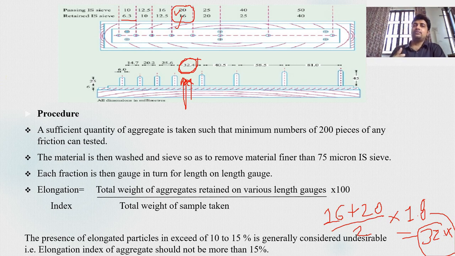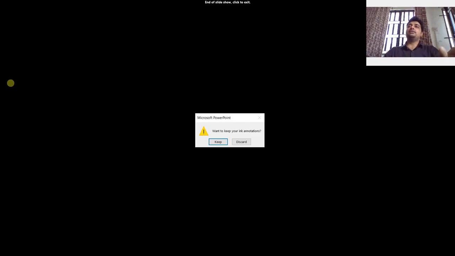You can calculate the elongation index: total weight of the aggregate retained on the various length gauges divided by total weight of the sample you have taken for this procedure, multiplied by 100. You will get the value as a percentage. Remember that the percentage of elongated particles should not be more than 10 to 15 percent. This will be undesirable for the concrete mass and will affect our concrete mass. So we have to calculate the flakiness and elongation index.